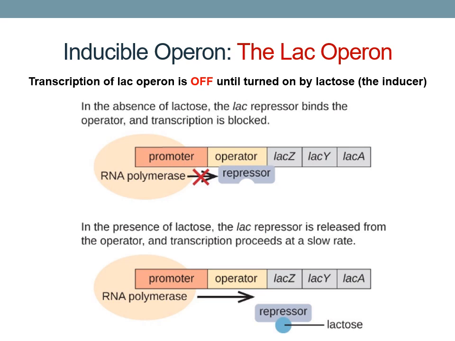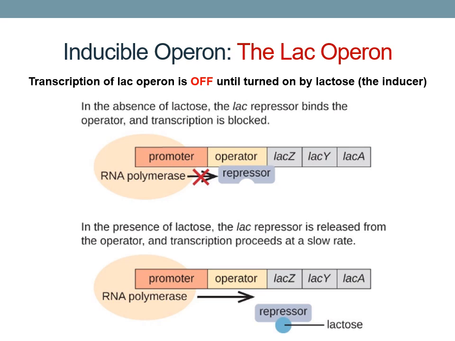So when there is no lactose in the cell, the genes don't need to be transcribed and translated into proteins. The repressor sits on the operator to block the transcription by RNA polymerase. So RNA polymerase can still sit on the promoter, but it can't transcribe the genes because the repressor is blocking it, just like the tree blocking the road.